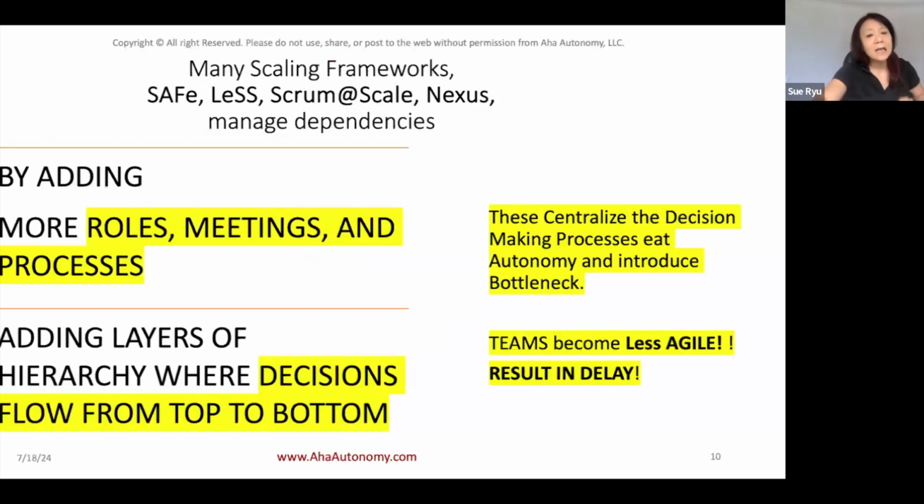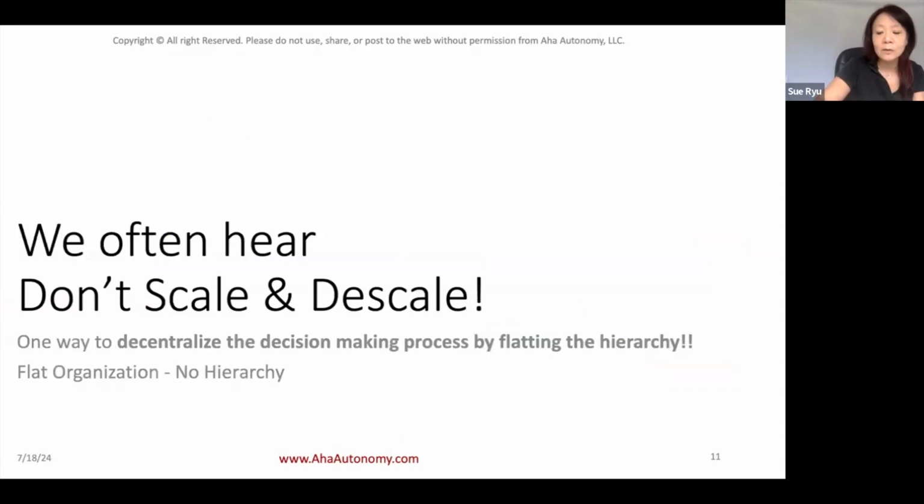I see many scaling frameworks handle this dependency by adding more roles, meetings and processes, adding layers of hierarchy where the decision comes from the top to the bottom. This is more of a centralized model, where this type of decision-making process removes autonomy and just creates a bottleneck. Teams become much less agile, and again, it introduces delay. So we hope here that you don't scale, just descale.